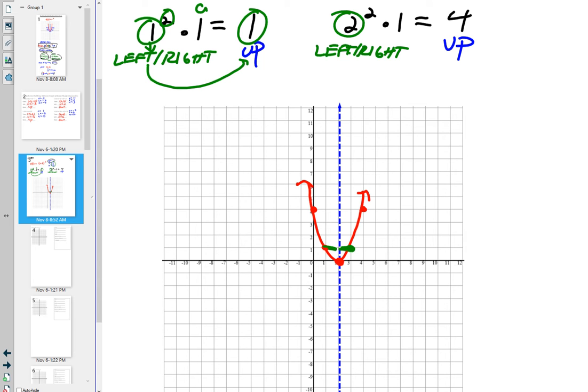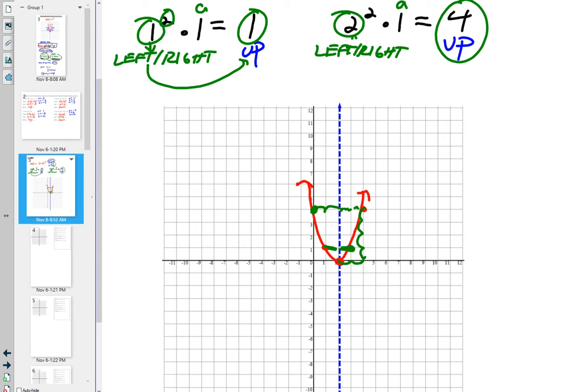Okay, if I then want to know what's going to happen 2 points away, that's where I put this 2 up here from. 2 squared is? 2 times 2 is 4. 4 times 1, because this is still times A, is 4. So 4 up. So if I go 2 to the right, I have to go 1, 2, 3, 4 up. How far away is this from the axis? 2 units. So then I just go 2 on the other side and I put a point. And then connect the dots with a U.